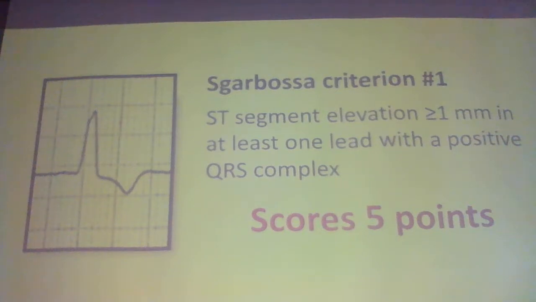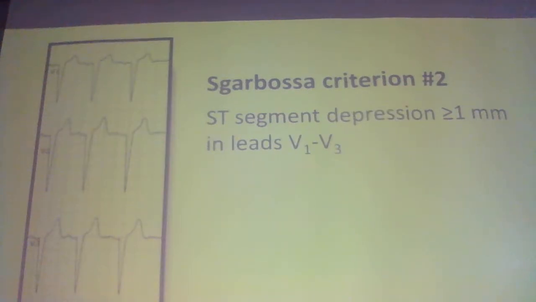Now, the Scarbossa criteria acts as a scoring system, and if we see this appearance of ST segment elevation in the context of a positive QRS complex, then that scores 5 points. The second Scarbossa criterion is similar, and what we're looking for here is evidence of ST segment depression in the presence of negative QRS complexes. And the negative complexes that we're looking at are those in leads V1, V2, and V3.